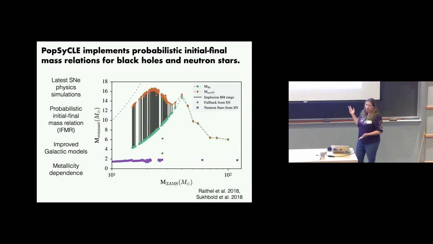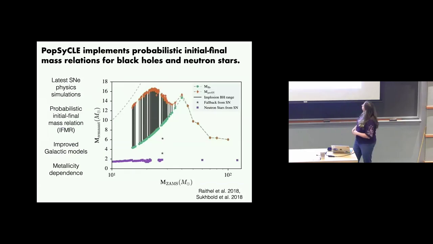Popsicle is meant to be a forward modeling tool that you can eventually run inference on. So we wanted to code as many available initial final mass relations as possible. We started with Raithel and Sukhbold, and we have a few more in there. If you're a theorist who likes to make models for IFMRs, please let us know. We'd love to add yours in here too, so we can test them all against each other, which is really nice.